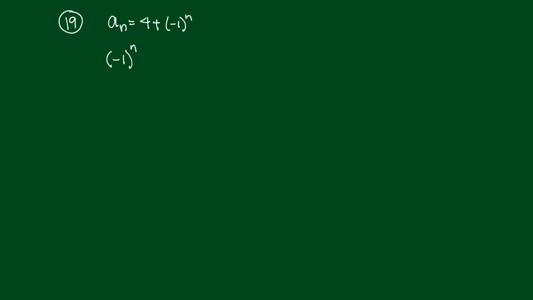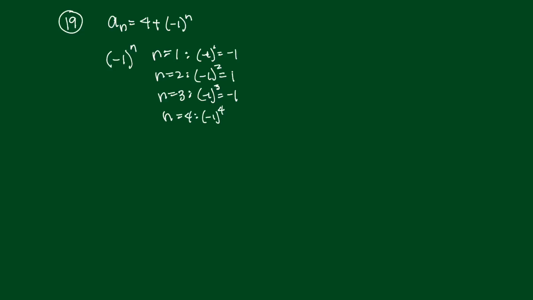Now, first of all, when n is equal to 1, we'll do a few of these. When n is equal to 1, what do you get? You get negative 1 to the 1, which is negative 1. When n is 2, you get negative 1 squared, so you get 1. When n is 3, you get negative 1 to the third, which is negative 1. And then we'll do another one. When n is 4, you get what? Negative 1 to the fourth, which is positive 1.